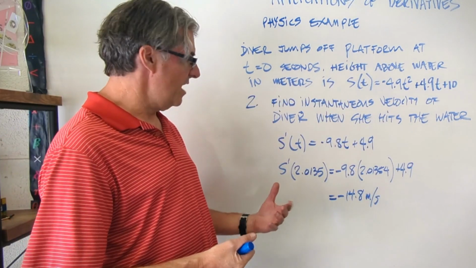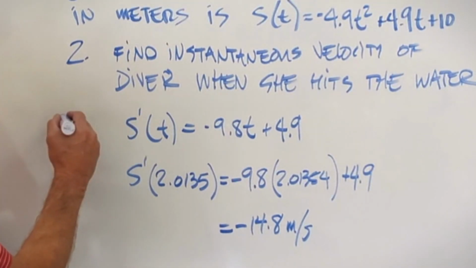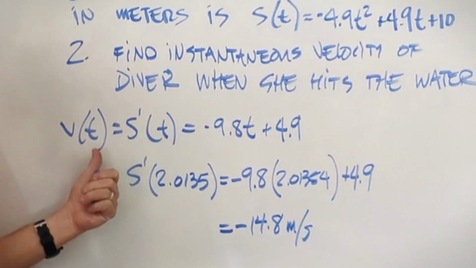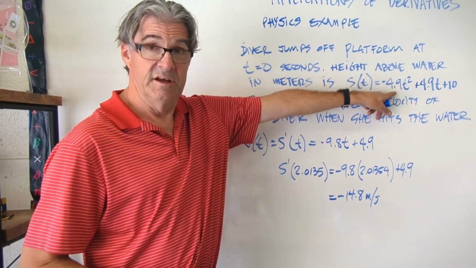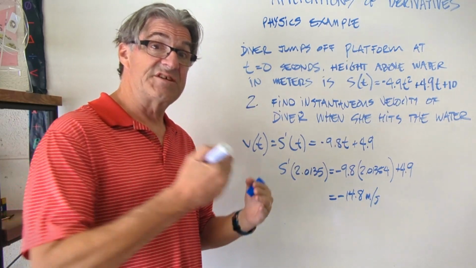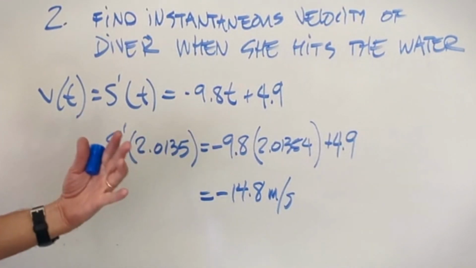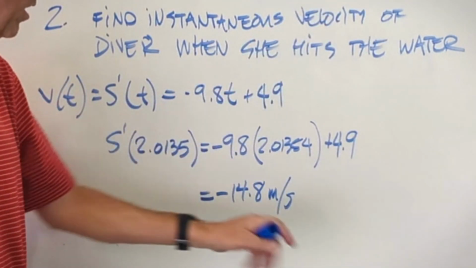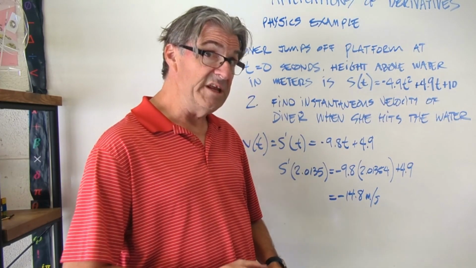Okay, I went ahead and finished that one up. First off, the derivative of the position function, I'm writing s prime of t, but I could write v of t because that is s prime of t. So anyway, the velocity function is minus 9.8t plus 4.9. That's just the derivative of that function. Now what we do is we take that time. Remember in the last one, we set the function equal to 0 to find the time when the diver hits the water. And that time was 2.0135 seconds. So now we do s prime of that time, plug in, work it through, and I get minus 14.8 meters per second.